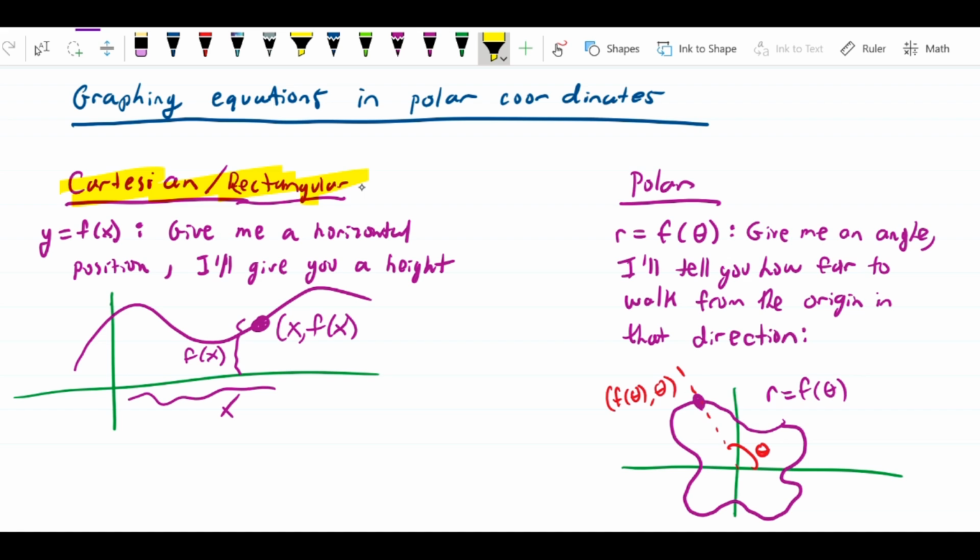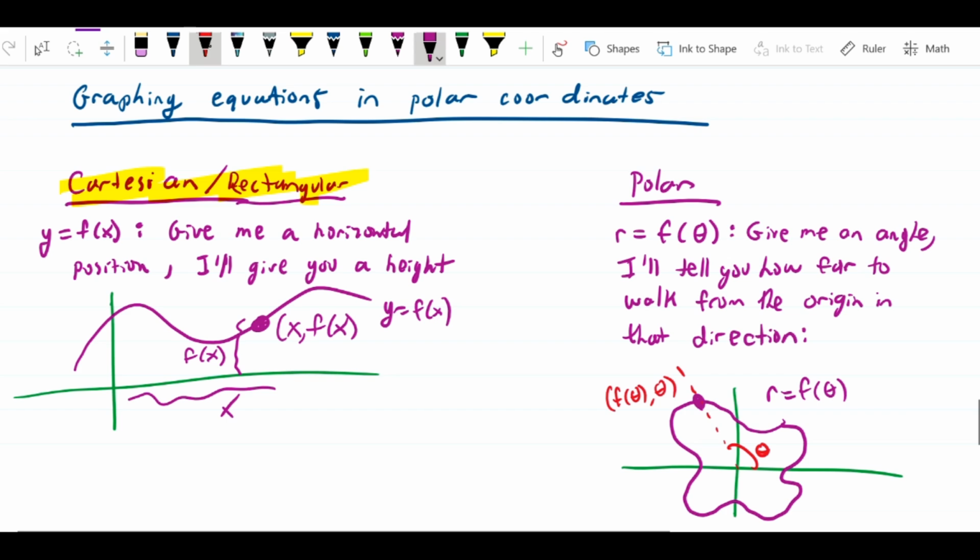You've seen me draw this graph many times. This is just my generic drawing of what a function looks like. So this is the function y equals f of x. I like to think of functions in terms of input and output. So basically, what the function is telling you is, give me some horizontal position and I'll give you a height. Or you could say, give me the number of steps that you walk to the right and I'll tell you how many steps you should walk up. That's really what y equals f of x means.